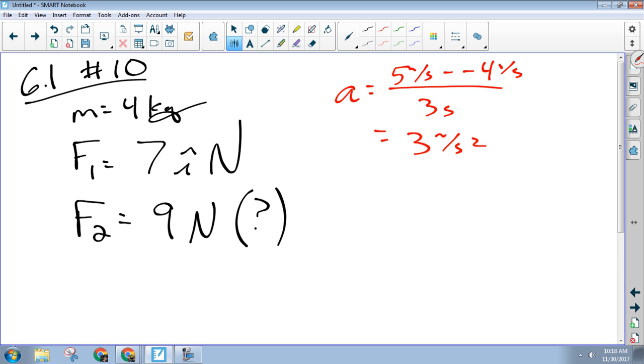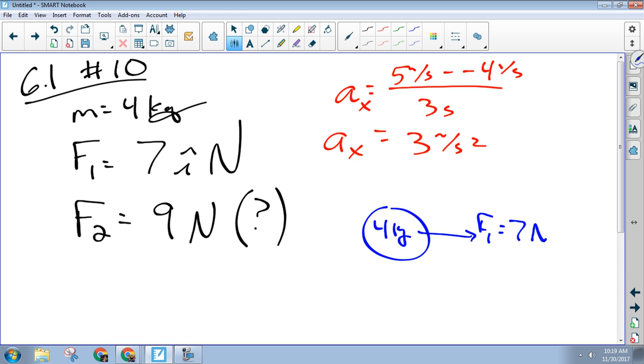Yep. Now, my notation is bad. Why? Because it doesn't state ax. Good. The graph doesn't actually give us the actual acceleration of the object. It just gives us the velocity x component. So what I just found here is the horizontal component of my acceleration. Follow? Yeah. So what can I use that information to find, you guys? How many newtons are you going in the x direction? Yeah, so the idea is I've got this block, right? So here's my mass, 4 kilograms. I know that F1 is 7 newtons, and then there's a mysterious F2, right?